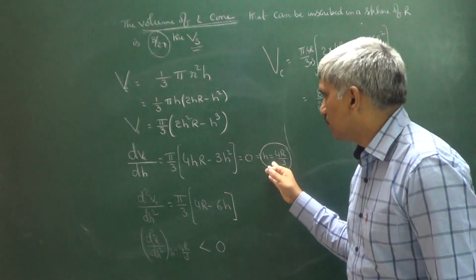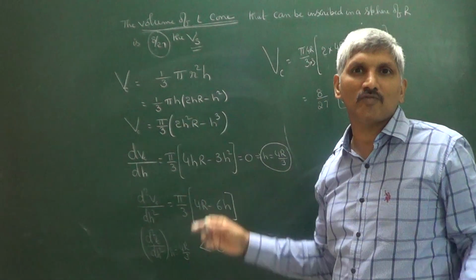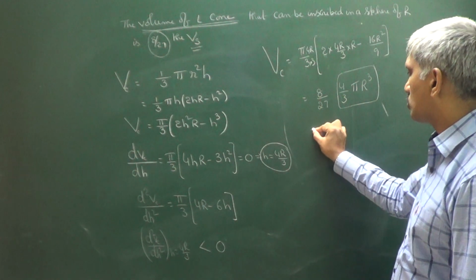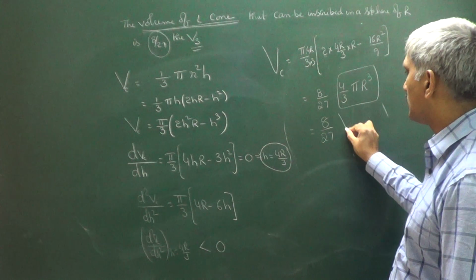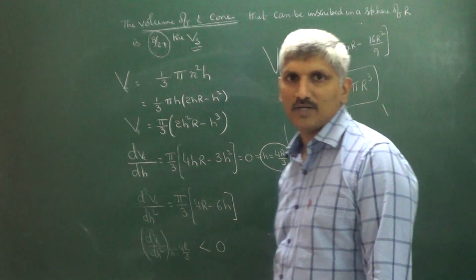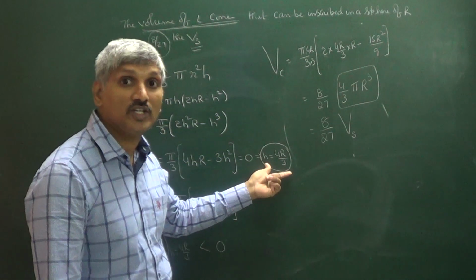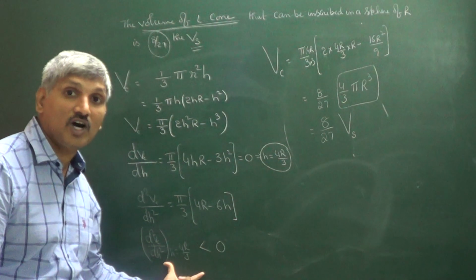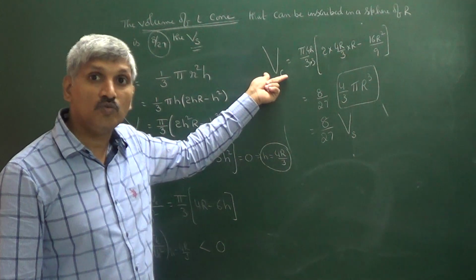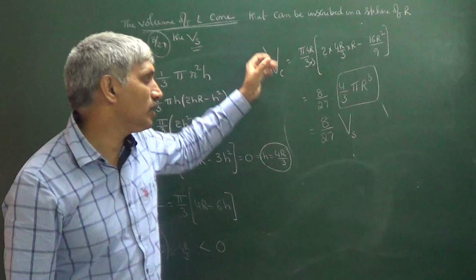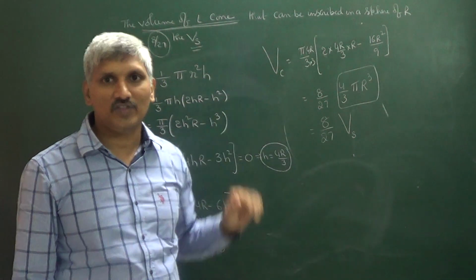So this h value, 4r by 3, I substituted in the given function, then we will get the maximum value. That is equal to 8 by 27 times, this is nothing but the volume of the sphere. So the largest volume of the cone. For this h, the double differentiation we got is less than 0. That's why when h is equal to 4r by 3, the cone volume is maximum. That maximum volume is equal to 8 by 27 times the volume of the sphere.